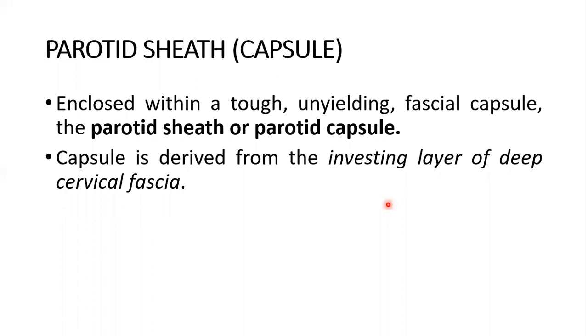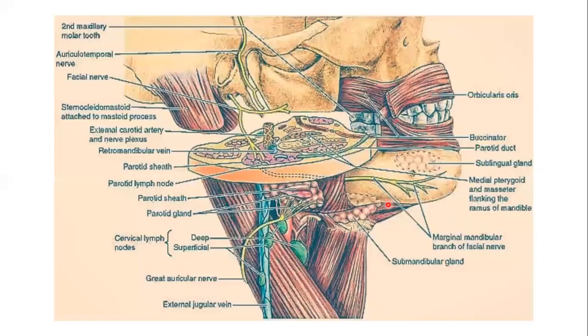This was already discussed with you in my lecture video on the cervical fascia, which is the deep fascia of the neck. We discussed the investing layer; the first layer was the investing layer of the deep fascia. That showed us the parotid sheath, or the parotid capsule. You see, this is the parotid sheath, and this is the parotid gland in here.